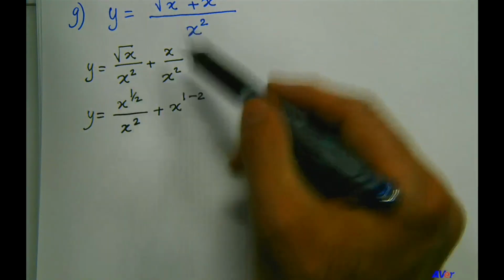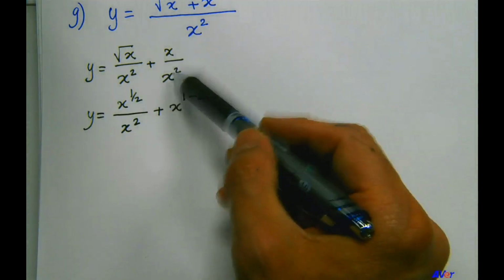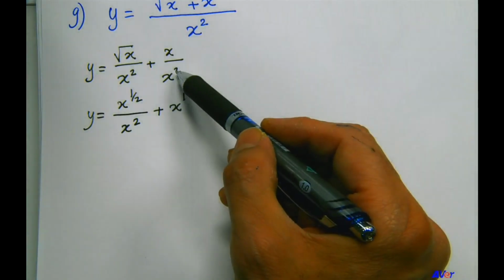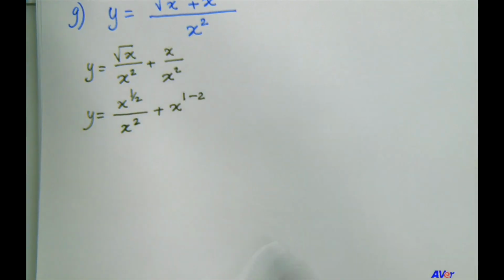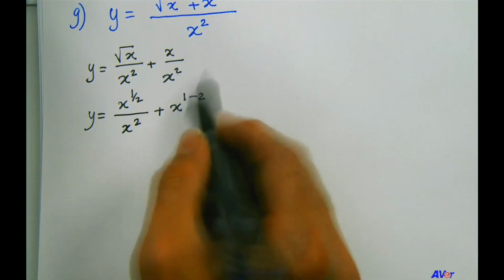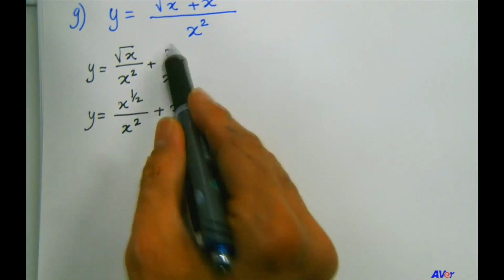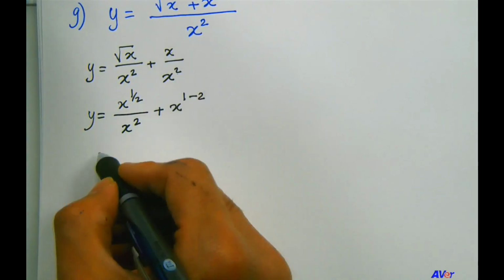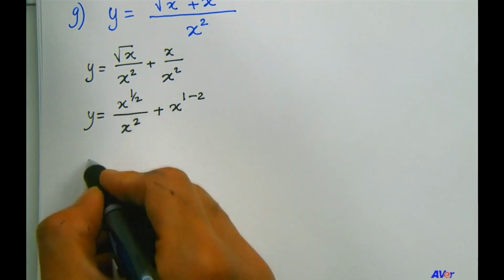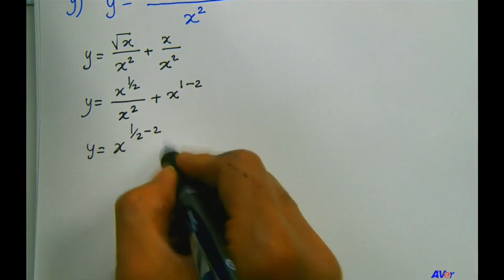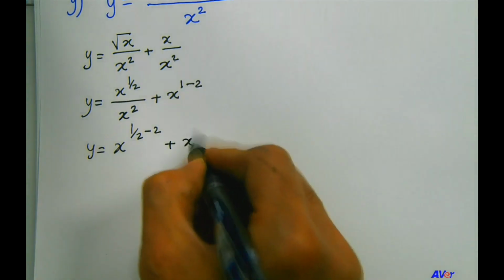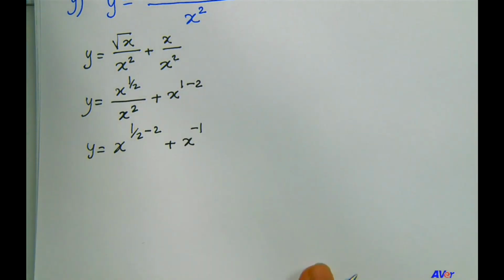From basic algebra, we remember the rules that govern the exponents. When the bases are the same, we can subtract the power that's in the denominator from the power that's in the numerator. That's what I did. I subtracted this from this power, which is 1. So we need to actually do the same thing here. So y equals x to the 1/2 minus 2 plus x to the 2 minus 1 power.